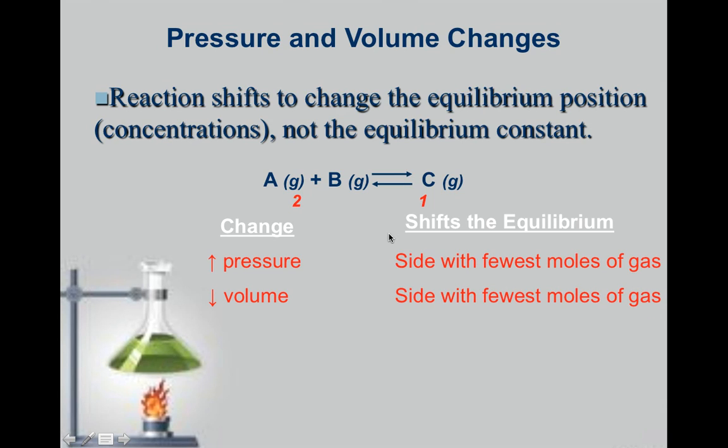So, you know, from gas laws, that pressure and volume are inversely proportional, which means that anytime pressure increases, volume decreases, and vice versa. So again, if we decrease the volume, equilibrium is going to shift to the right because that's the side with the fewest moles of gas.